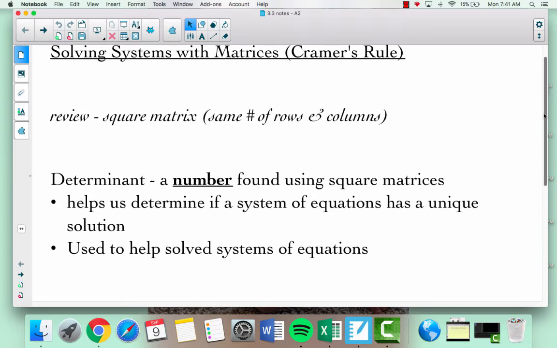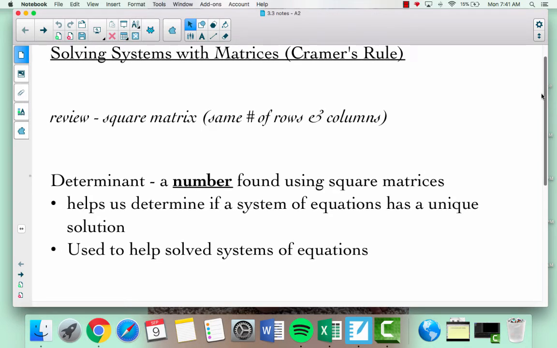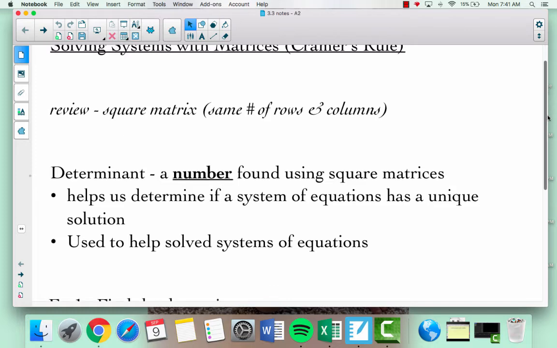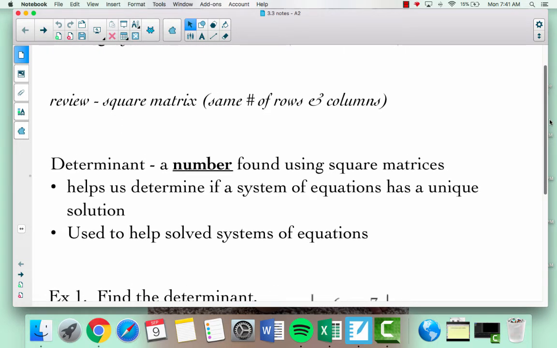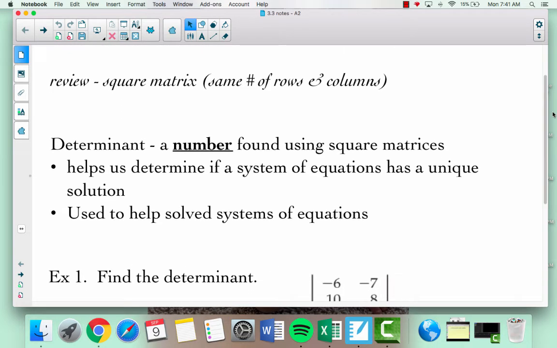Now, in order to eventually use Cramer's rule, we have to calculate what's called the determinant. The determinant is just one number that's found using a particular method that I'm going to show you in a second, and it basically helps us determine if a system of equations has one unique solution or if it's going to have infinitely many or no solutions.